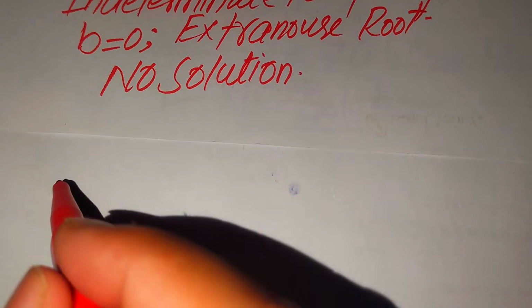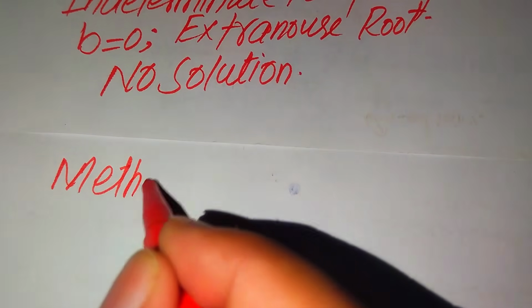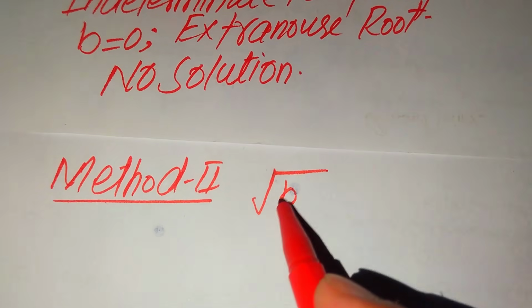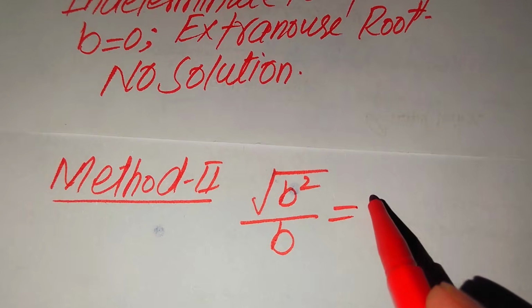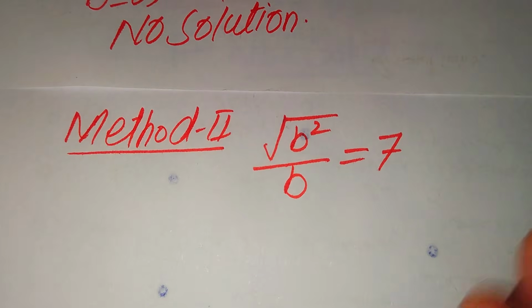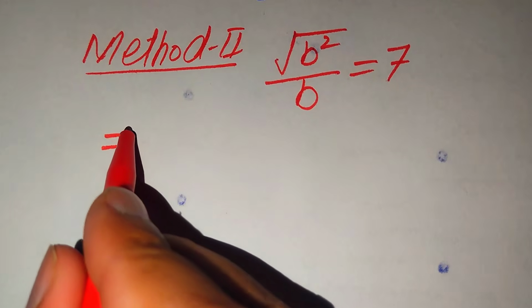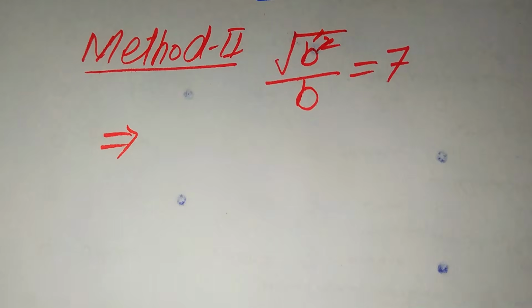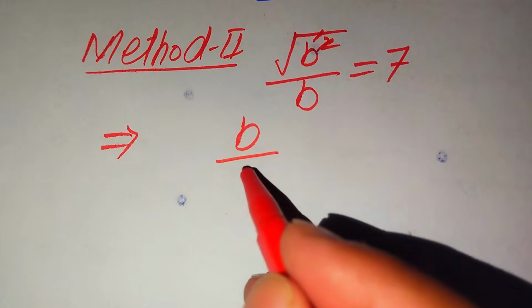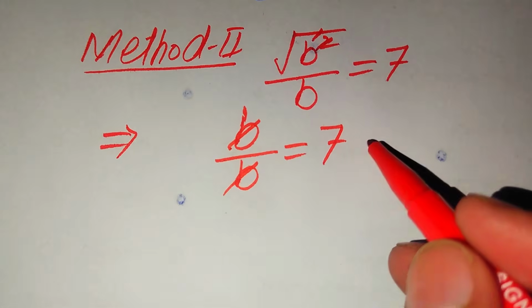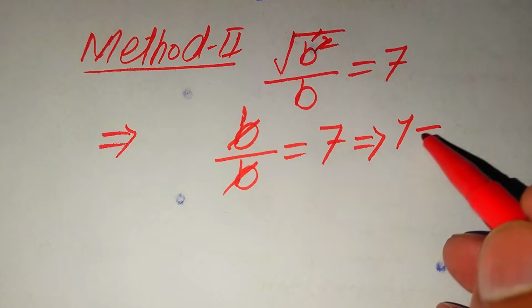And now we solve this problem again with the second method. For the second method, we need to copy down the given question statement. It is square root of b squared divided by b equals 7. In our second method, with a very straightforward and quick approach, we quickly determine the solution set of this problem. Here the 2 and the square root cancel out each other, and we get b divided by b equals 7.